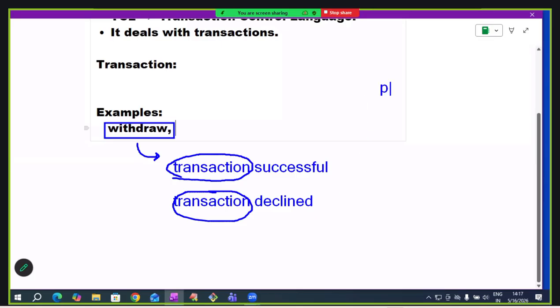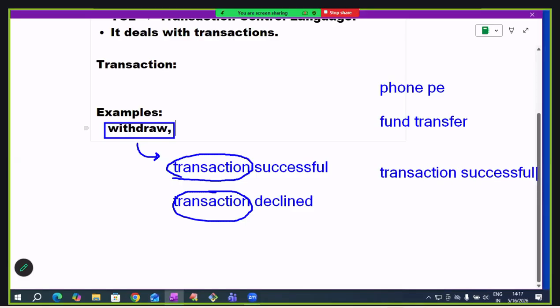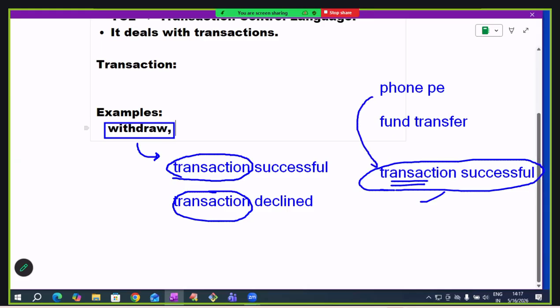Even using phone pay, you are transferring funds from your account to another account. Through phone pay, you are doing payments. If the transaction is successful, that phone pay software is telling that transaction successful, like this. Your transaction ID is so and so. This transaction successful, like this, it is showing the message. So phone pay software is using this term transaction. ATM machine is using the term transaction.